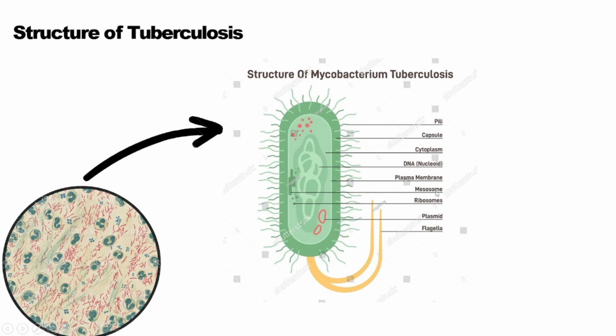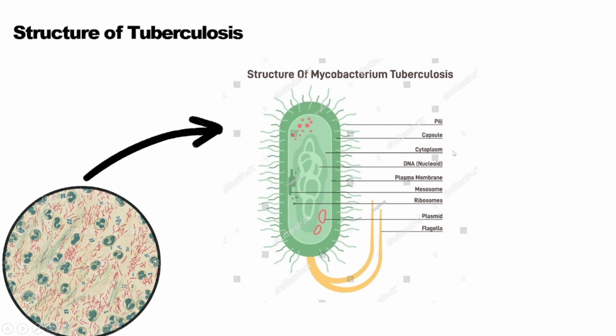Likewise, mesosomes, on the other hand, are specific structures found in some bacterial cells, just like Mycobacterium tuberculosis. They are invaginations of the plasma membrane and are mainly involved in processes like cell division and DNA replication. So this is the function of the mesosomes. There are different factors involved in the structure of Mycobacterium tuberculosis, as you can see in this figure, but every factor has a specific function.